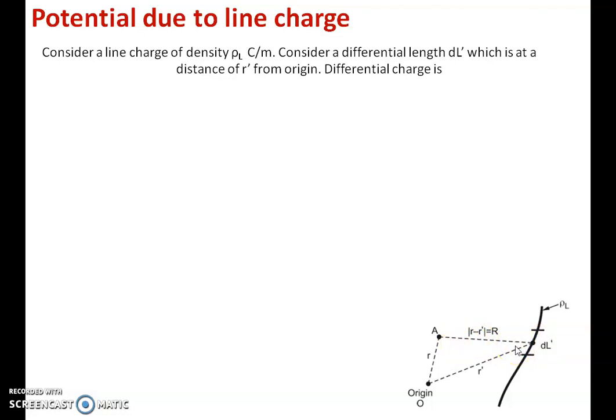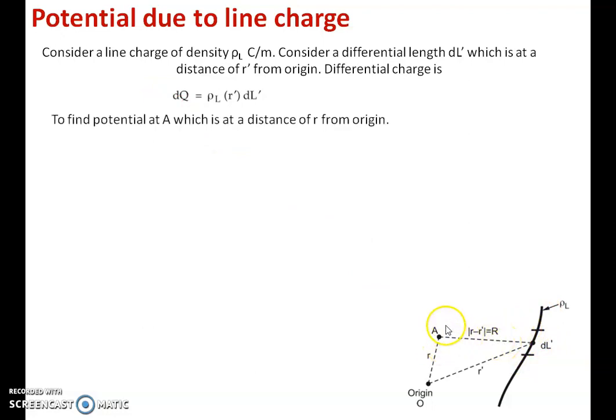Now I want to find the potential at this point. You know that I can write the charge at a particular elementary length as charge density times length. So dq is rho L of r dash into dl dash, where rho L of r dash is the charge density in this small elemental length, dl dash is the small elemental length, and dq is the charge at this particular elemental length.